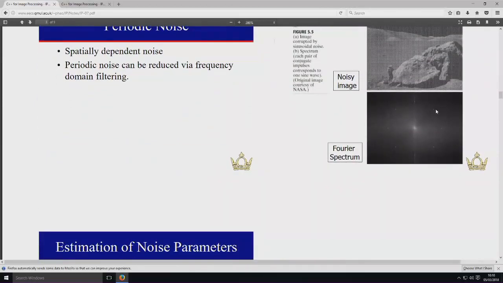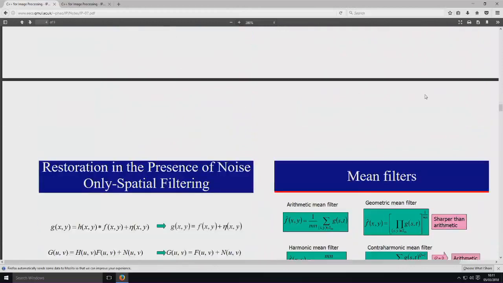Because periodic in the frequency domain, there are always some fixed frequencies that appear very high. So those fixed frequencies should be at some fixed points. And sometimes we may have frequencies not just at very small points, but also some lines in the frequency domain. And we can also design filters to remove or extract them.